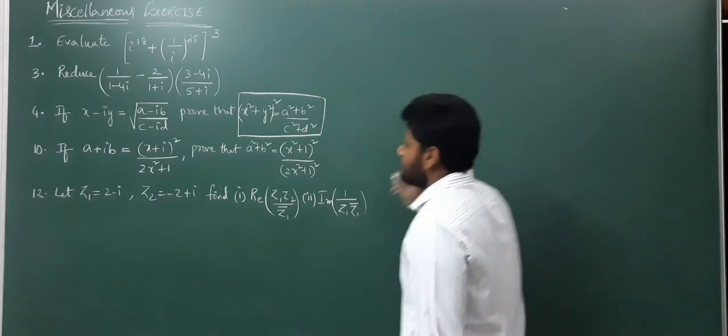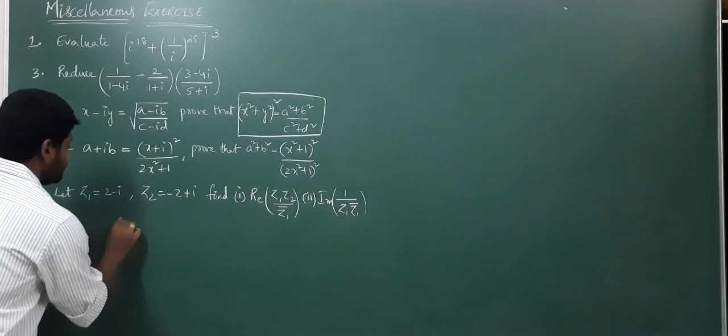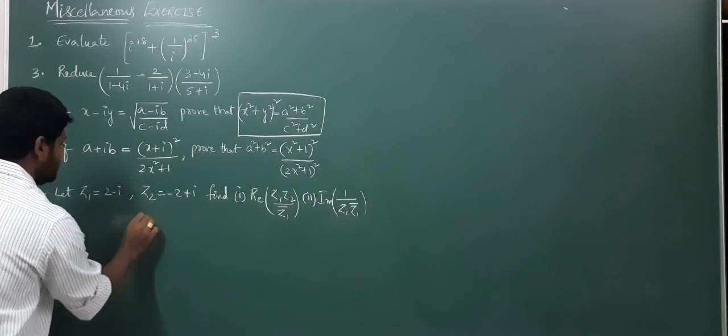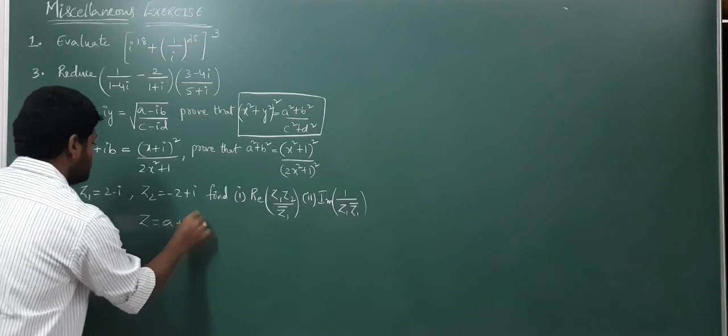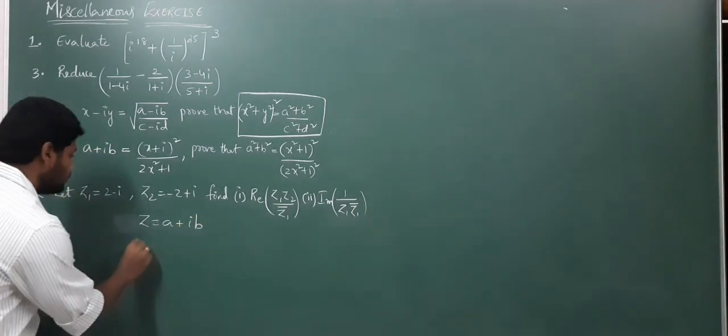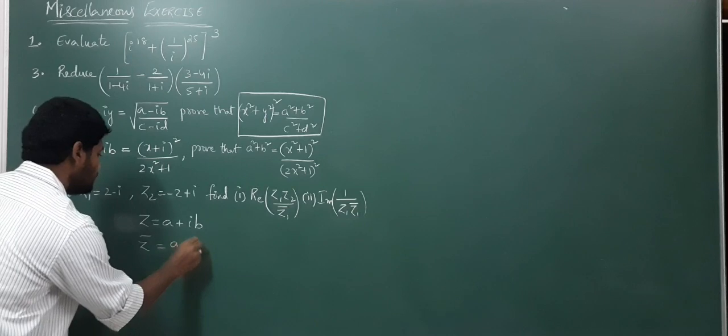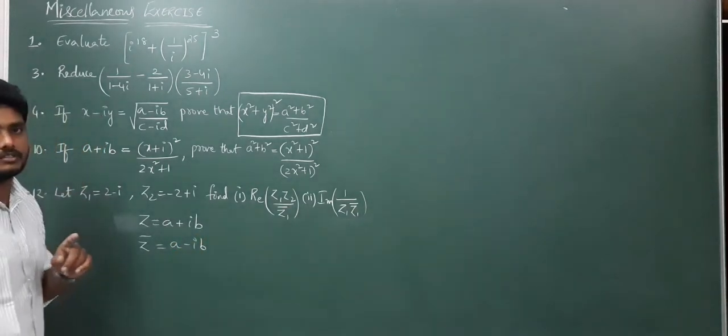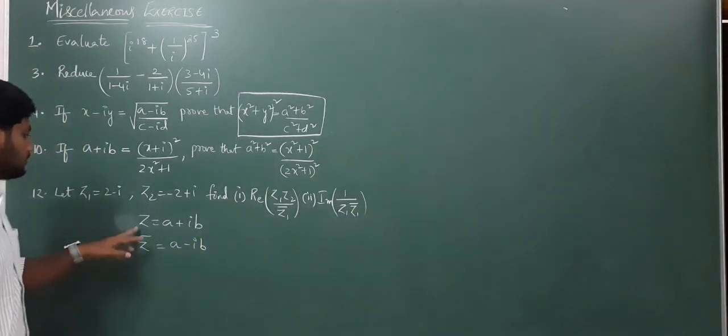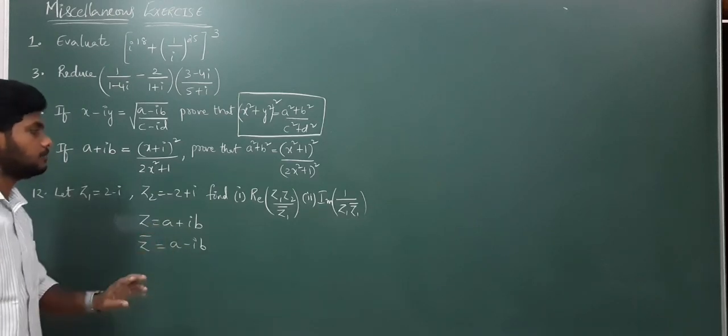See, for example, if Z is equal to A plus IB, what is Z bar? Z bar is A minus IB, which is nothing but the conjugate. So Z is A plus IB, conjugate is A minus IB.